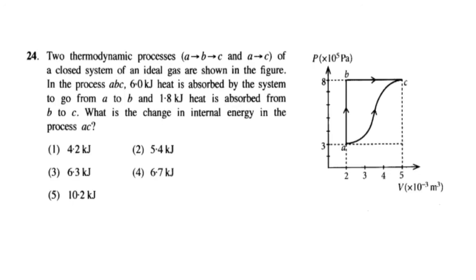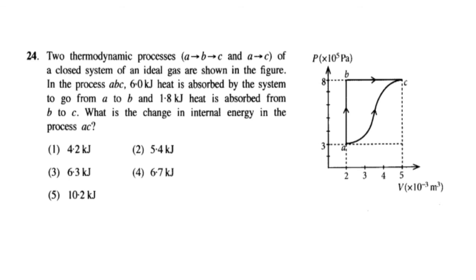Question number 24. Two thermodynamic processes of a closed system of an ideal gas are shown in the figure, and the heat absorbed by the system is given. They are asking the change in internal energy in the process AC. Let's take the process A to B and B to C first.